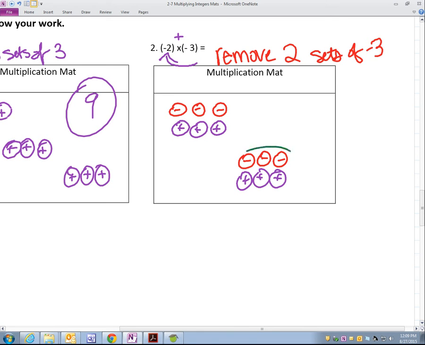So I'm going to remove these guys. These guys are kicked out of the party. They were sneezing too much in class. Okay? And these are gone. So I've removed 2 sets of negative 3.